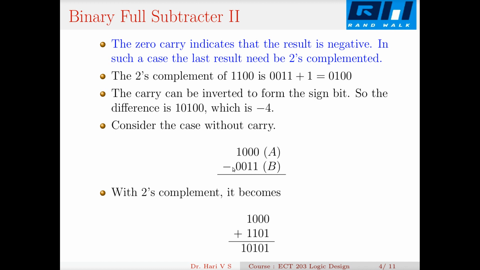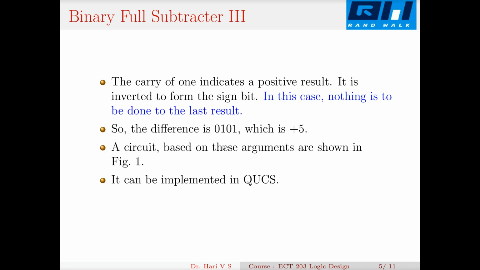So what I do is I take the 2's complement of 0011. The complement is 1100, plus 1, that is 1101. So add to this A, which is 1000. This is the 2's complement of B, 1101. I add them, and it becomes 1 0 1 0 1, since 1 plus 1 is 1 0. So here you have a carry. In that case, if the carry is a 1, it indicates that the difference is a positive number, and nothing is to be done to this 0101. The carry is inverted to form the sign bit, which is a 1, so it becomes a 0. So the number is 00101, which is plus 5. The carry of 1 indicates a positive result.